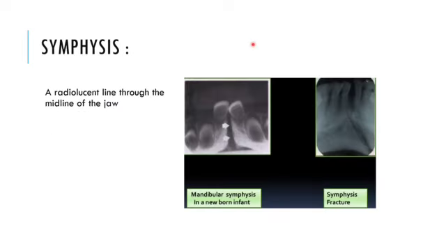Next, coming to the symphysis. This image is a mandibular symphysis in a newborn infant where it is not fused yet, and this is the symphysis. This is a fracture which is evident in a mandibular anterior projection. This radiolucent line is the fracture. The symphysis is a radiolucent line through the midline of the jaw.